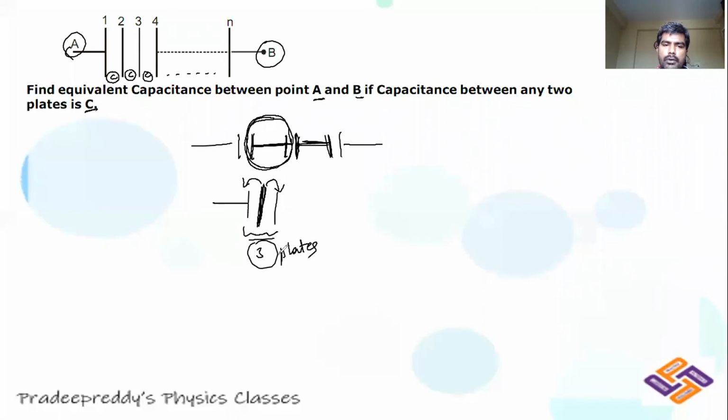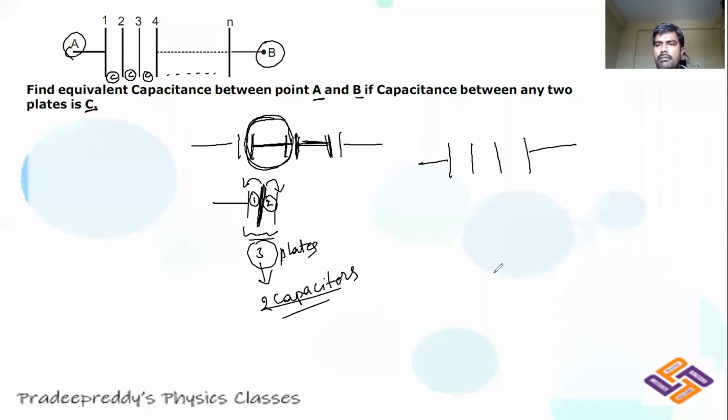How many plates are there overall here? There are 3 plates, right? These 3 plates are making how many capacitors? It is number 1 and this is number 2. So 3 plates make 2 capacitors. Likewise, I'll give you one more example. 1, 2, 3, 4. How many plates are there? 4 plates are there, right? Between the first 2 plates, there will be one capacitor.